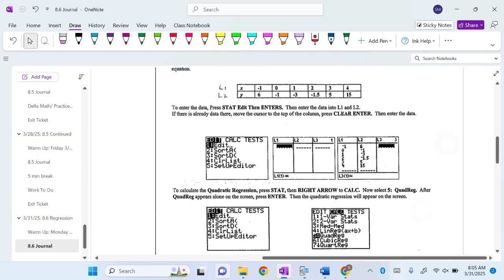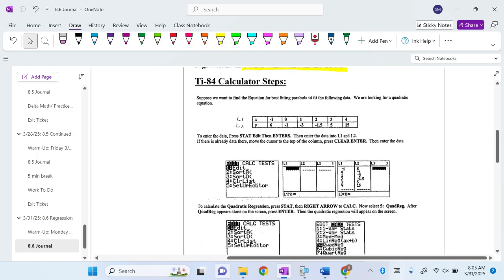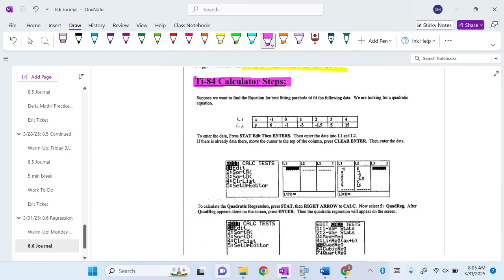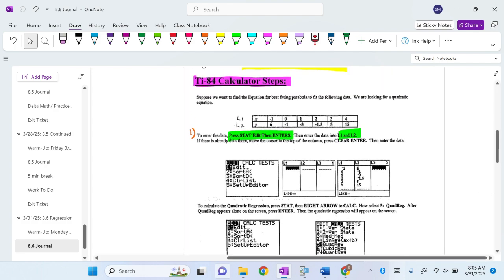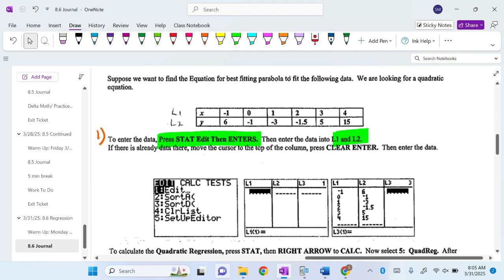So the first couple of steps, the whole front page is basically the TI-84 steps. So all of this on the front page is just TI-84 steps. So your first step would be right here, and that is to press Stat, Edit, then Enter, and enter your data into L1 and L2. That represents your X and Y values. All right. So we'll do a sample. Let's do this sample together. All right. So this is the table that we're putting in. L1 would be your X value. L2 would be your Y value.